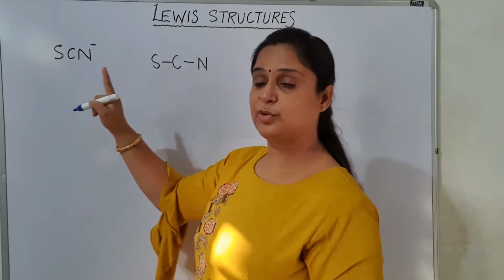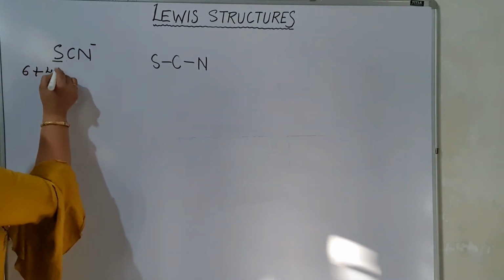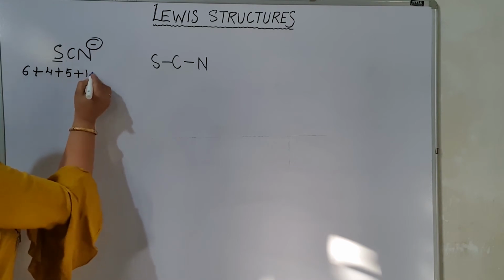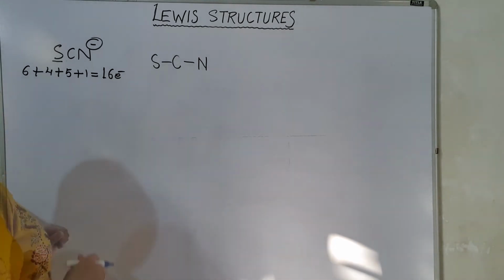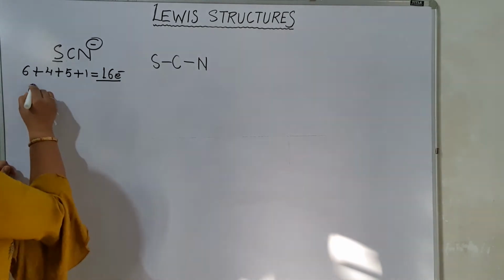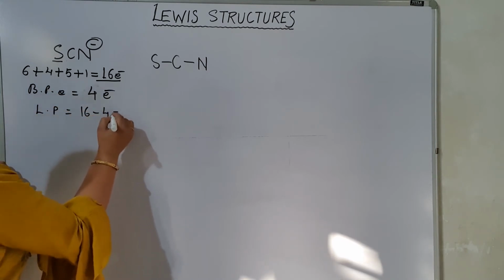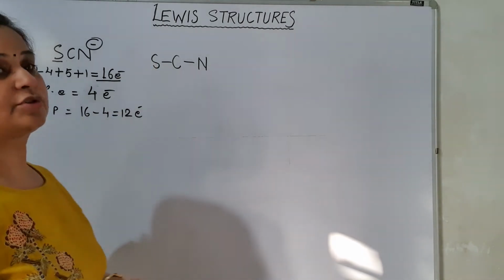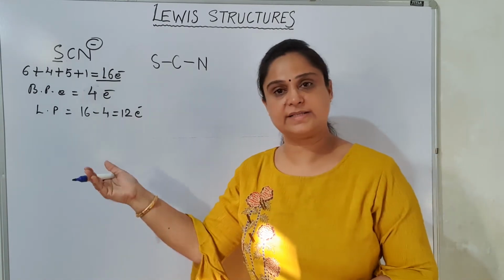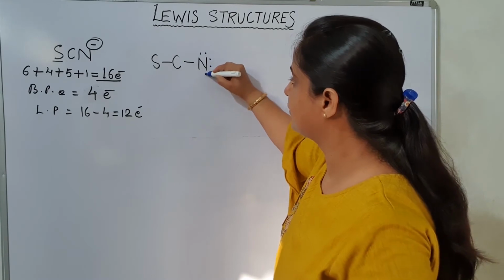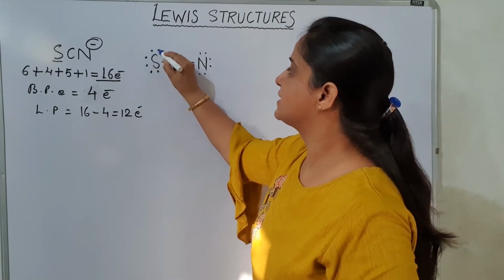Now count the total number of valence shell electrons here. The total number of valence shell electrons is 6 plus 4 plus 5 and 1. So how much is it? Total 16 electrons in the outermost shell of the atoms present in the ion. So the total number of bond pair electrons is 4. Now lone pair electrons: 16 minus 4 becomes 12 electrons. So I am going to distribute 12 electrons on the nitrogen and the sulfur. I am leaving the carbon because it will be taken care of at the last. So what I am doing is 1, 2, 3, 4, 5, 6, 7, 8, and I have 12 now.